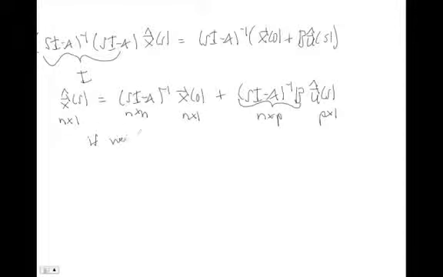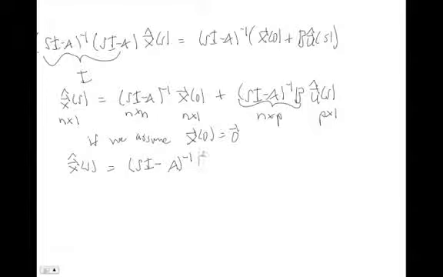And now, if we assume the assumption I was trying to make earlier, that our initial conditions are 0, then this whole term goes away, and we have this much simpler relationship here. So then x hat of s is equal to (sI minus A) inverse times B times u hat of s. And then if we use this equation, we have y of t equals Cx of t plus Du of t.